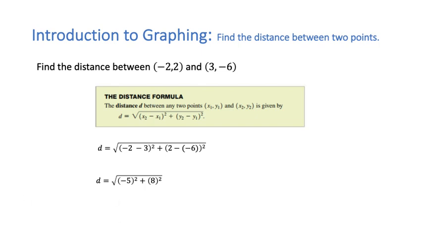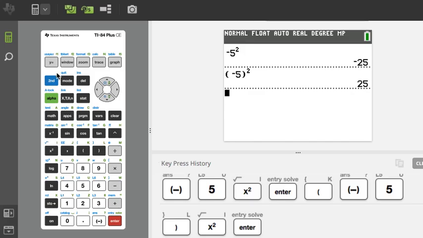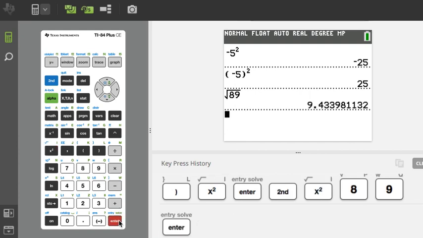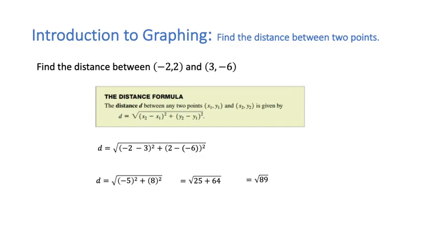So -5 squared plus 8 squared is the square root of 25 plus 64. And 25 plus 64 is 89. So the distance between those 2 points is equal to the square root of 89. And if we do that on our calculator, press the second button and then x squared to access the square root and plug 89 in there. And when you press enter, you get approximately 9.4 when we round it to the nearest tenth. And you'll see that on this screen.